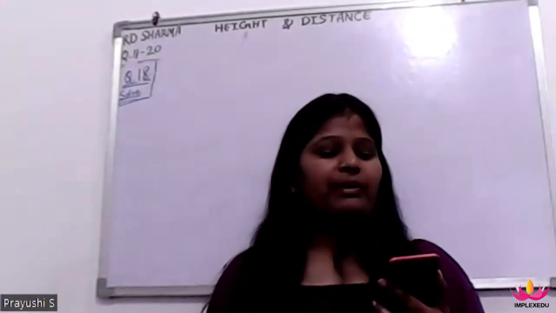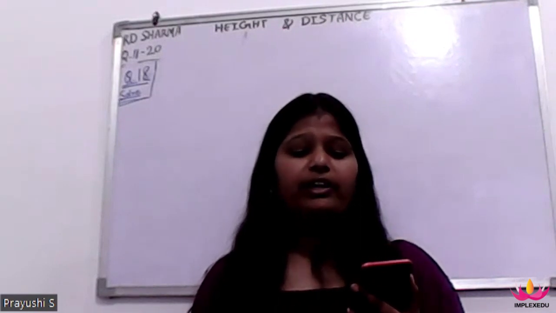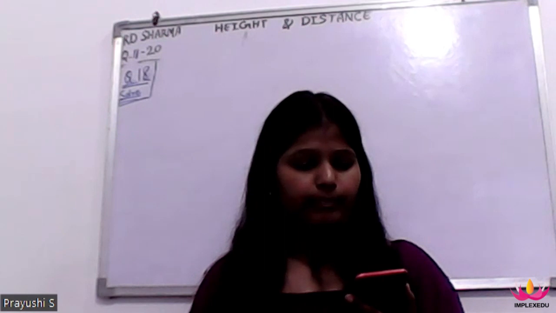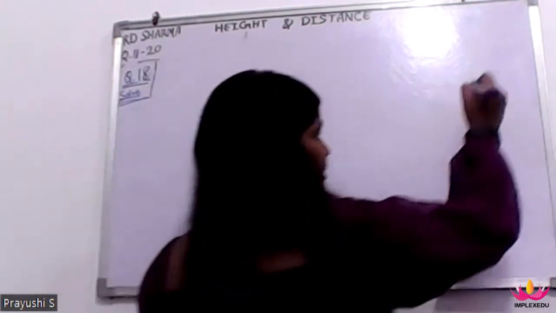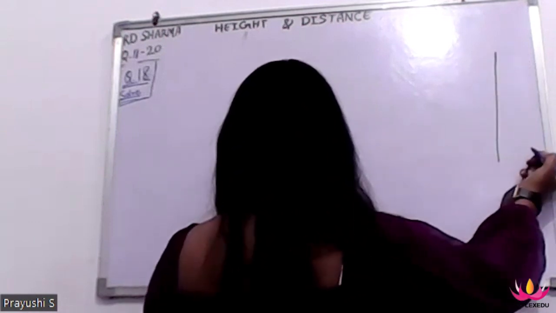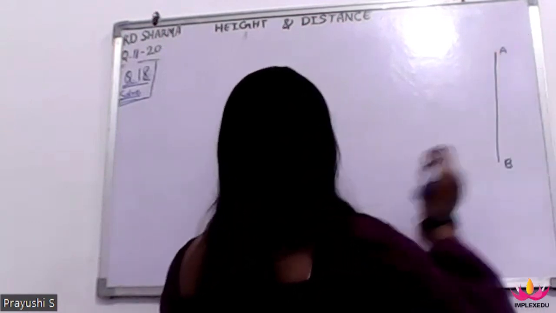So now question number 18 says that on a horizontal plane, there is a vertical tower with a flagpole on the top of the tower. So I am saying this is the tower, which I am calling A, B.